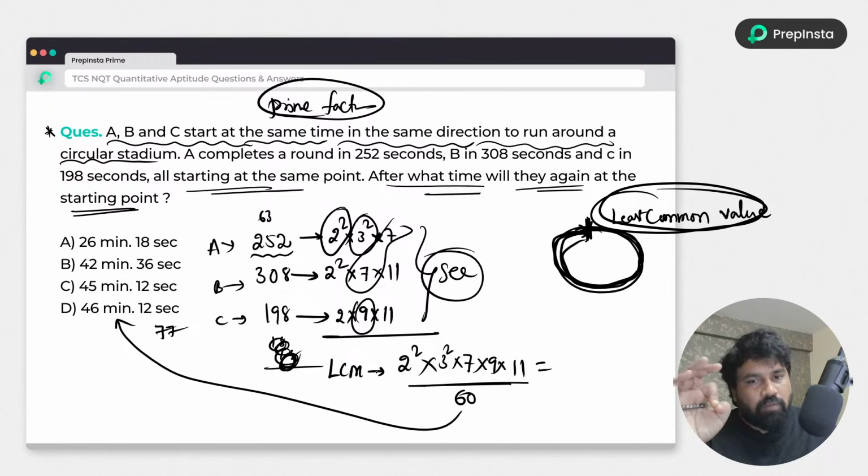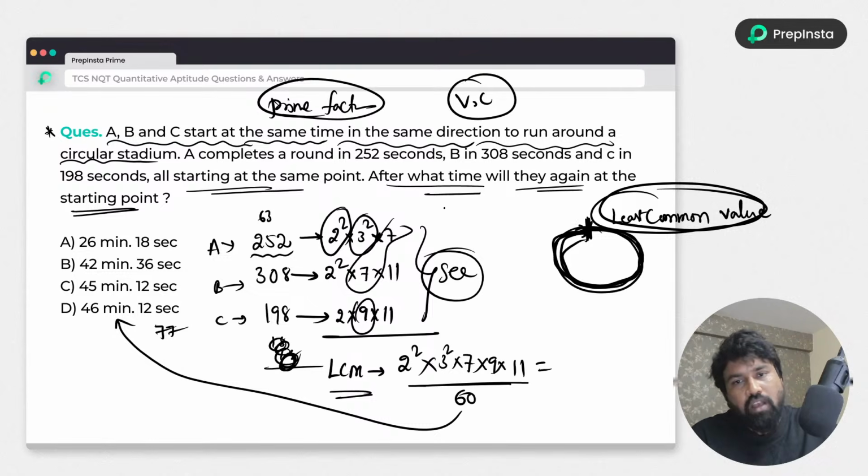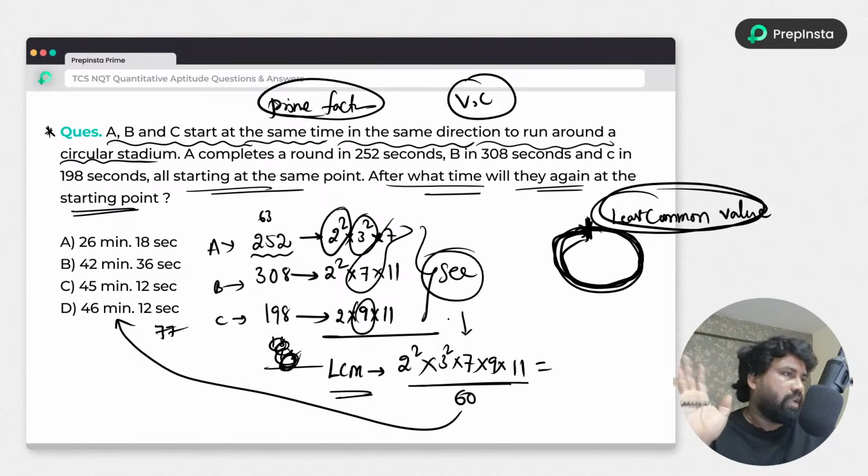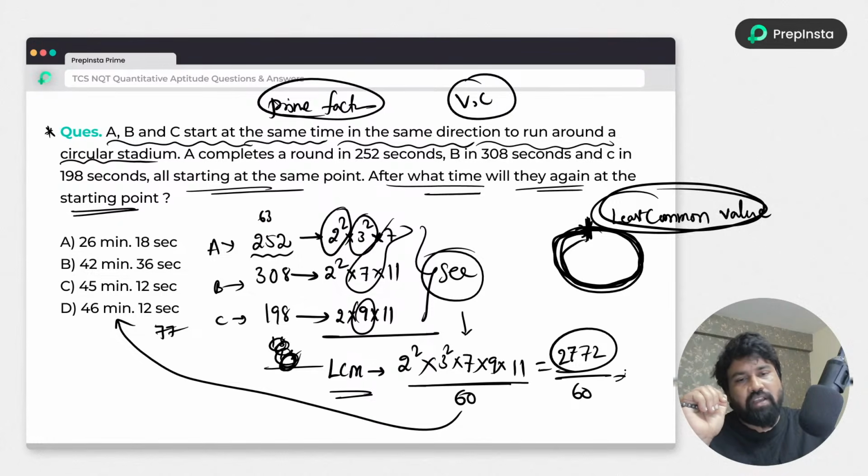For this type of problems, don't do like me. In the live class, I am explaining as I am calculating. But in the examination, don't calculate like I am doing. Why? Because you will have a virtual calculator. So use the virtual calculator, and don't waste your time. If you multiply, it will become 2772. Divide by 60 will give you simply 46 minutes 12 seconds.